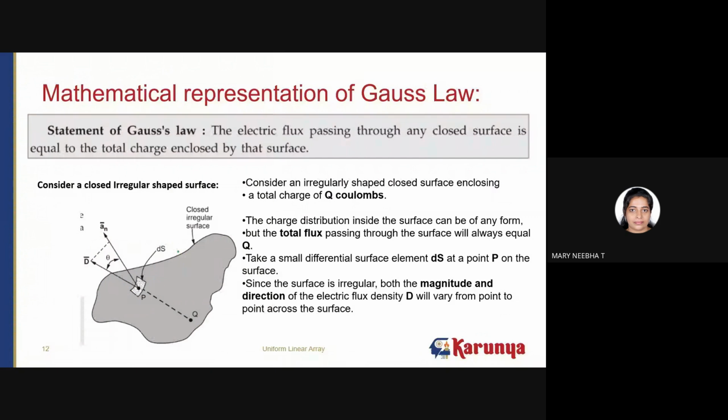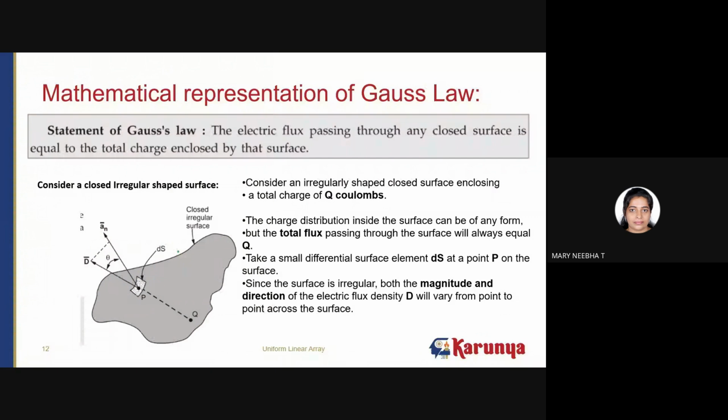And what are the limitations of Gauss law? This Gauss law can be applied only to symmetric problems. Symmetric problem means D should be normal to the Gaussian surface everywhere. So it is not applicable for a non-Gaussian surface. That means if the surface is not symmetric, then it cannot be applied. And it should be applied to surfaces which enclose the volume completely.